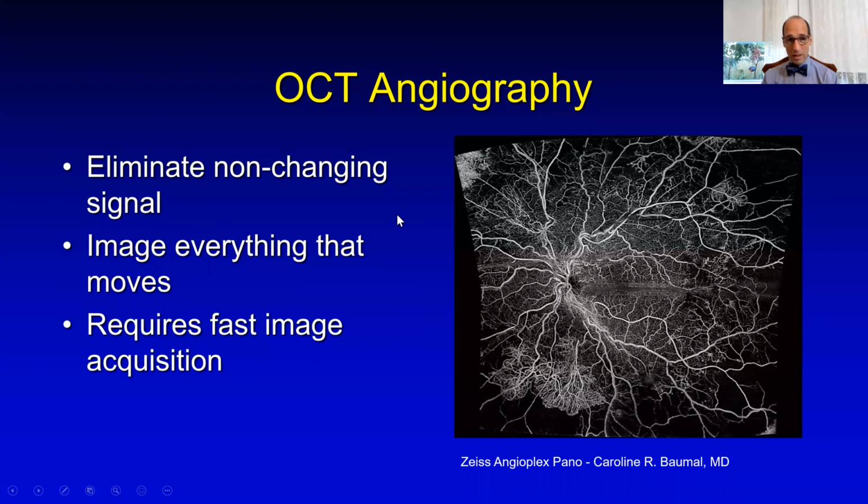OCT angiography has to do with eliminating non-changing signal. So what you do is if you imagine somebody running through a room and you keep taking a picture and then you subtracted out the background, you'd see the person moving because the background would stay the same. So you're taking repeat images and you're subtracting out anything that's stable and looking for moving things, which in the retina, the only things that move are blood cells.